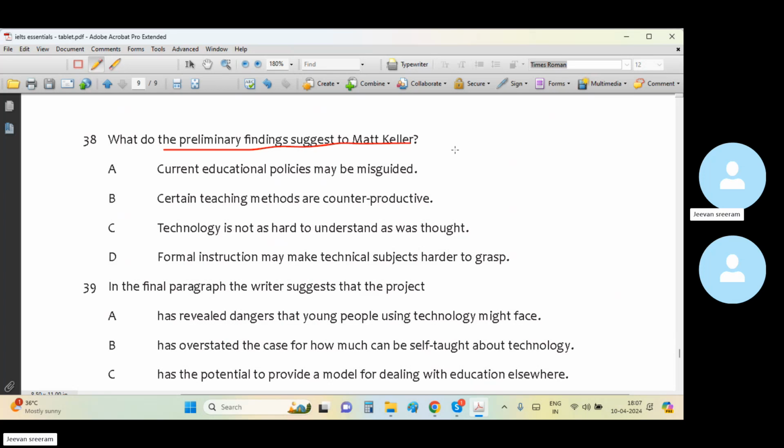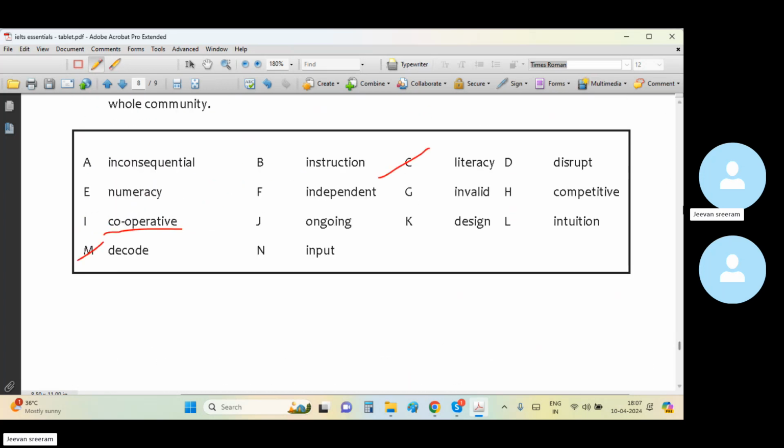I think it's C, I think. Technology is not as hard to understand as was thought. But this idea is true only for children as per the passage. As per the passage, what does the author mention? Current education policies. It's not about current education policies. As per the preliminary findings, is it the one, technology is not as good to understand as was thought? He thought only for education, current education.